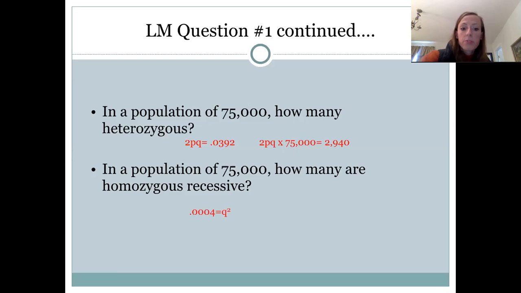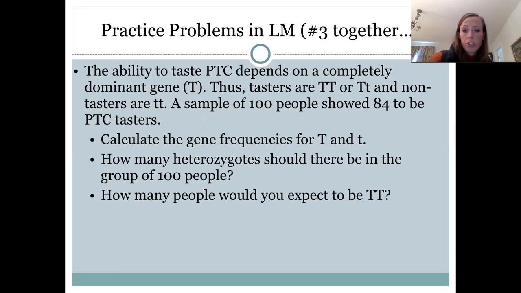Same question, in a population of 75,000, how many this time are homozygous recessive? Well, we know that the proportion of the homozygous recessive folks is equal to q squared, or 0.0004. So again, if you multiply 75,000 by 0.0004, you should get 30, okay? All right, so that is the first question.